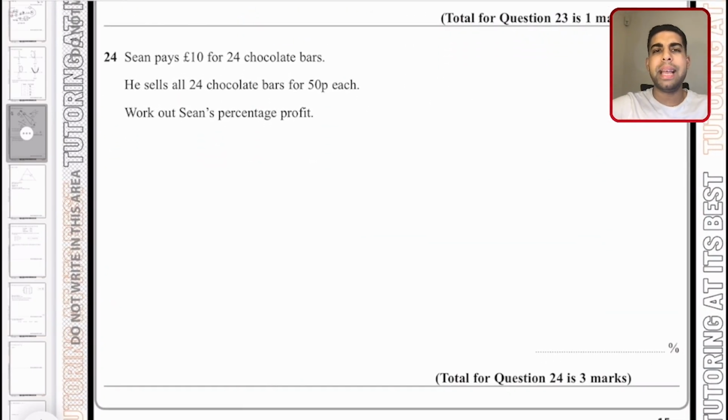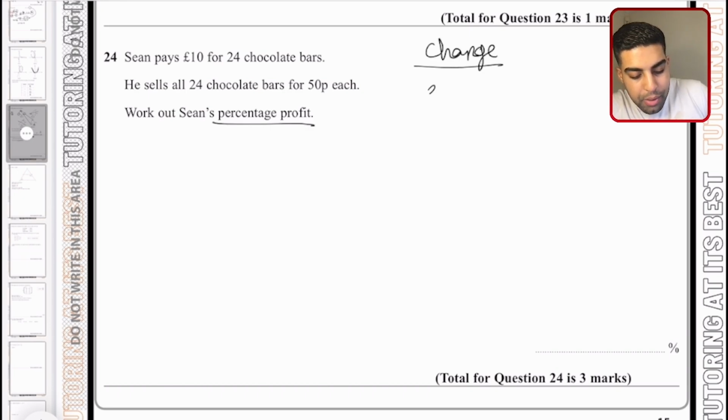Let's go over to question 24. So Sam pays £10 for 24 chocolate bars. He sells all 24 chocolate bars for 50p each. So let's work out Sam's percentage profit. So the first thing we need to do is figure out what formula we're going to be using. So as it's a percentage profit, that's going to be our change divided by our original multiplied by 100.